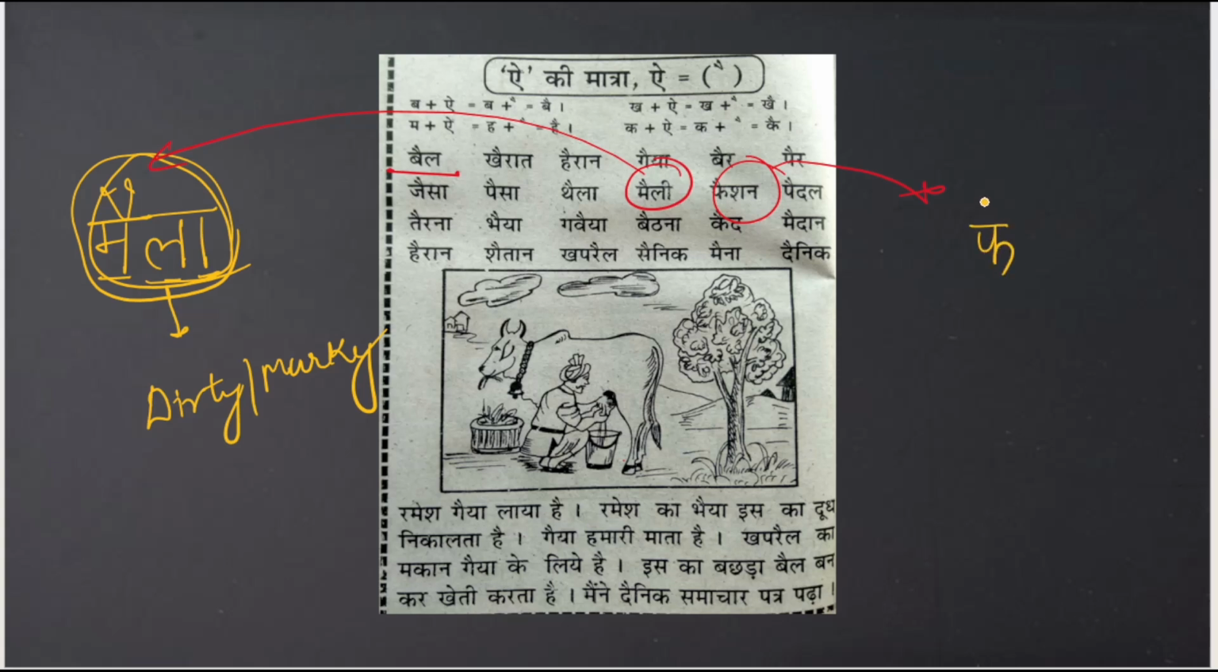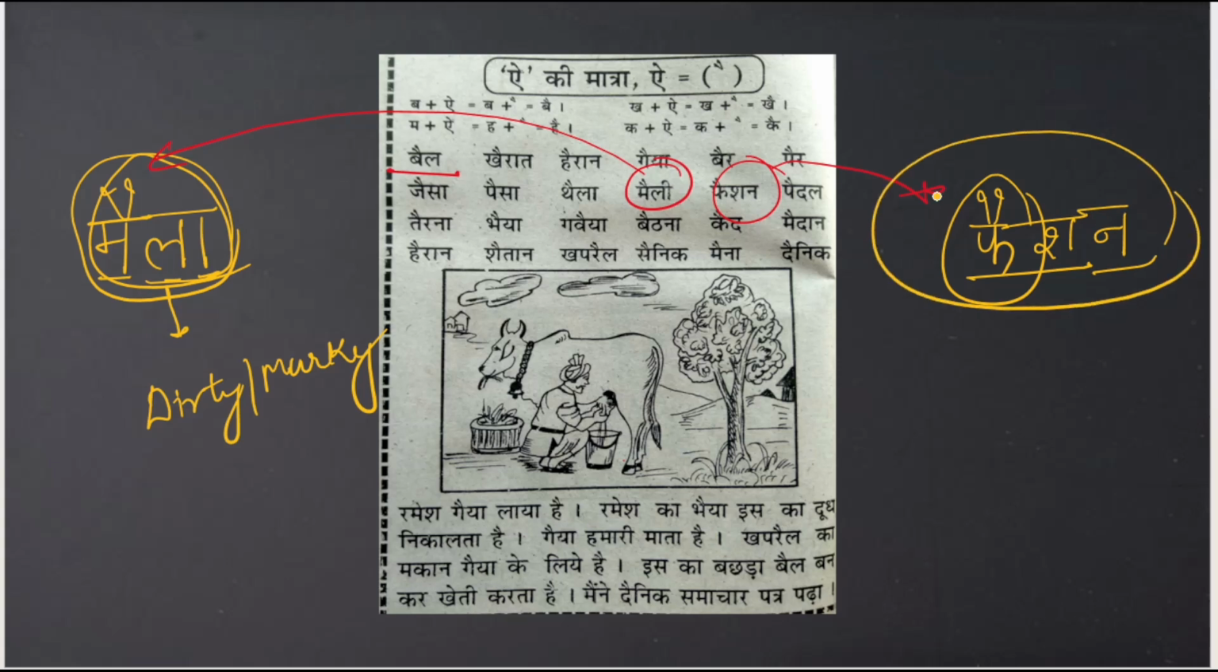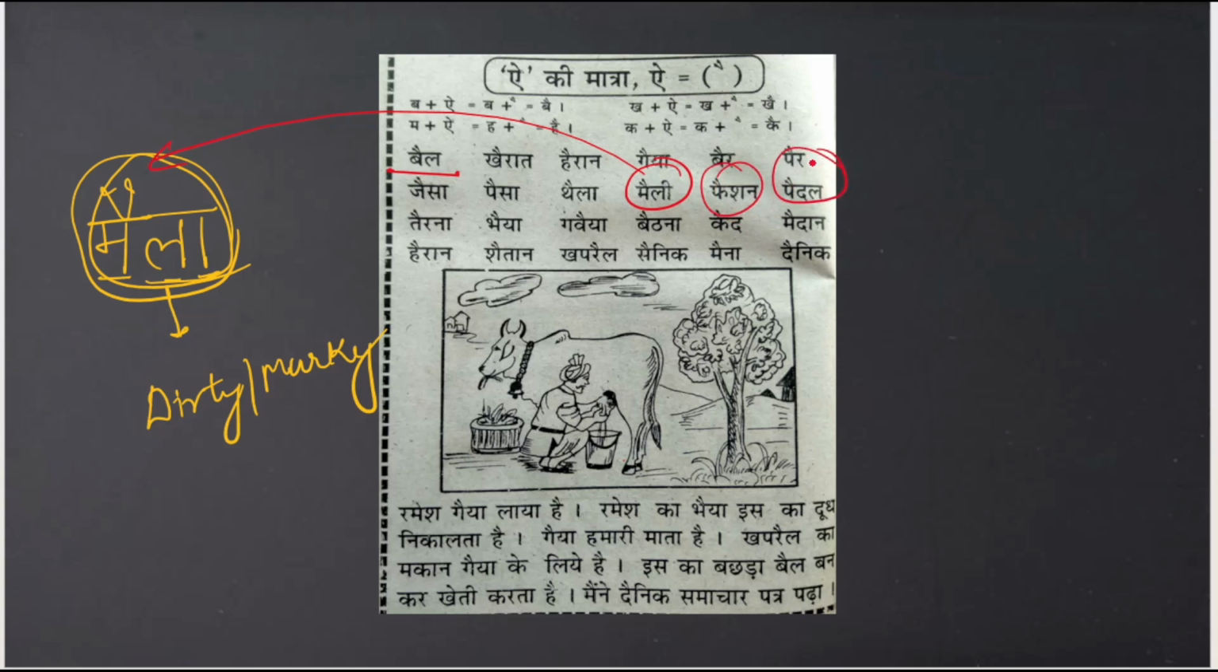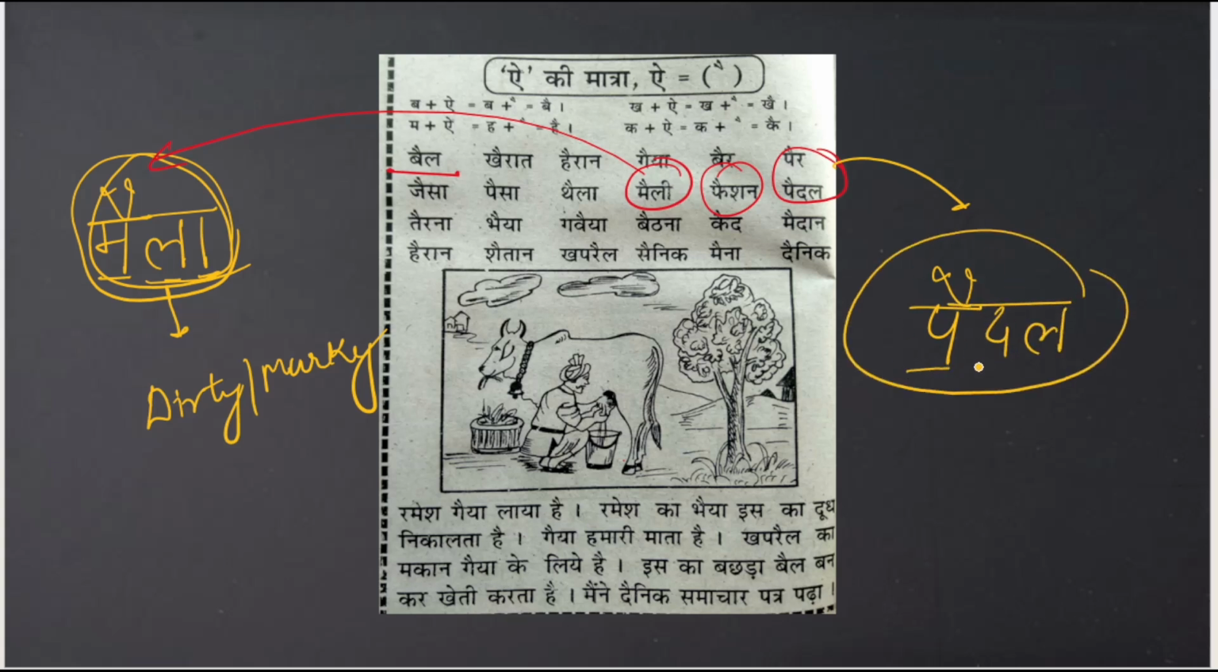This is fa, and after applying matra of I, now it became fi, and just add this letter to this one. Now it became fish, and just add this letter with this one. Now it became fashion, which means fashion in English. This is letter pa, and this is matra of I. Now it became pai. This is da, and this is la. Now it became paidal, paidal, okay, which means on foot.